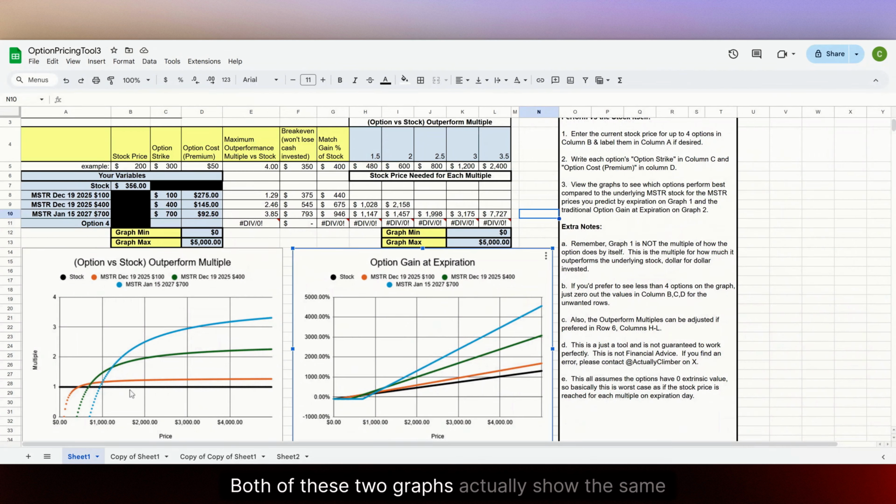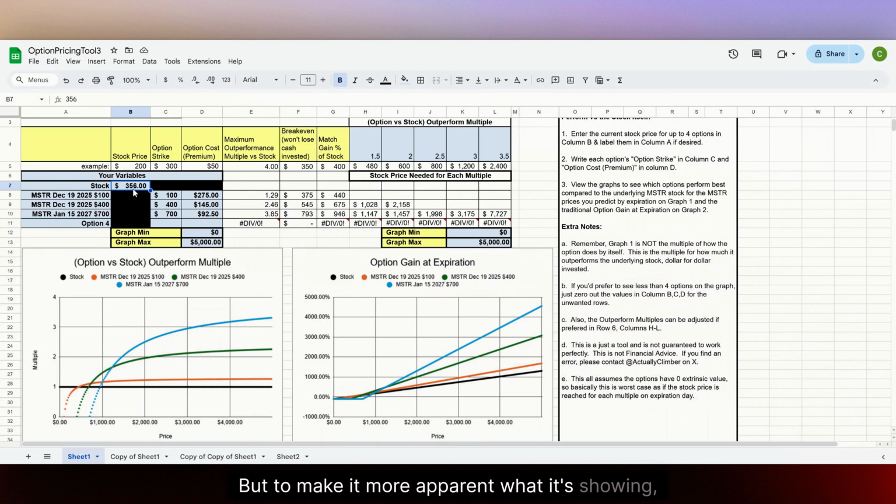Both of these two graphs actually show the same thing, but to make it more apparent what it's showing, I just made it where you could just type in the stock price in one location. You don't have to type it in for all of them because it works really best if you're comparing the same stock. So the black line on this graph and on that graph are the stock performance. Since the stock doesn't outperform itself, no matter what price it's at, it's always a multiple of one, of its own value. The options can either underperform the stock or outperform at these prices.